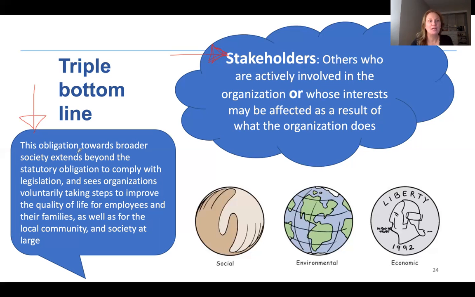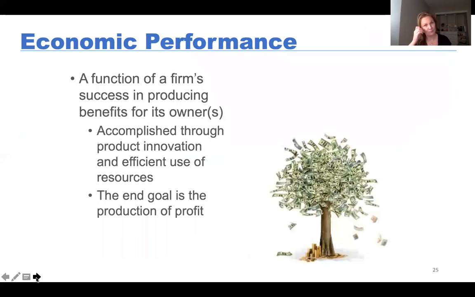So we have an obligation towards the broader society that extends beyond a statutory obligation to comply with legislation. Those are the laws. And it sees the organizations voluntarily taking steps to improve the quality of life for employees and their family, as well as for their local community and society at large. So we're not just trying to meet legislation, we're also trying to make sure that we are good citizens as organizations.